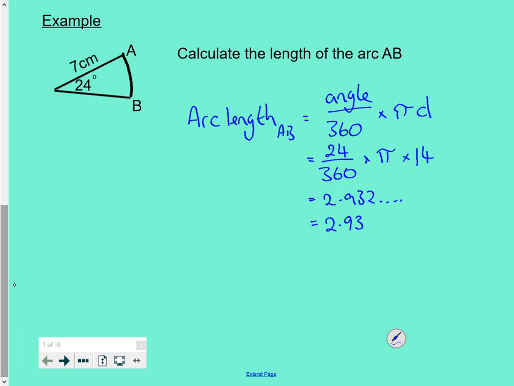If not, you can choose. Okay, I would always recommend 2 decimal places. And my units are centimeters, and I've rounded that to 2 decimal places.